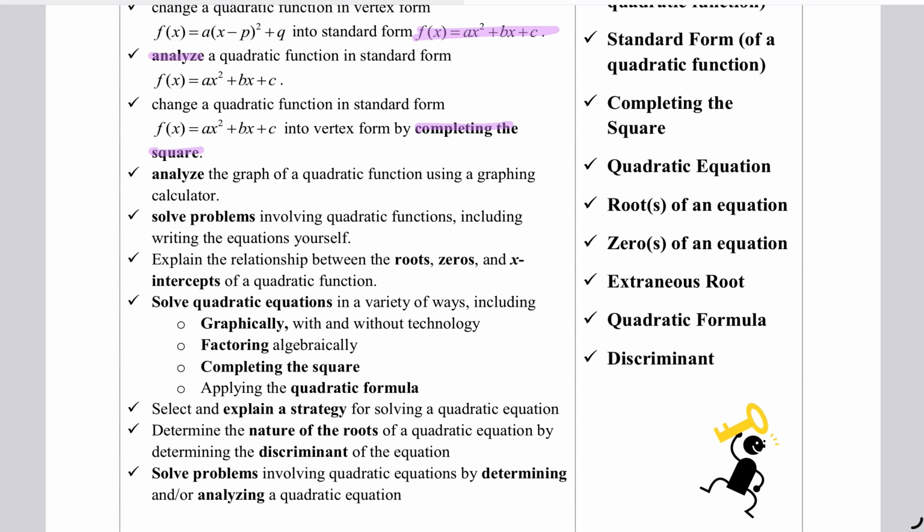We'll solve the quadratic equation in 4 different ways using graph, factorization, completing the square, and applying the quadratic formula. You will select and explain strategies to solve quadratic equations, determine the nature of the roots, figure out the discriminant, solve problems that involve quadratic equations, real life problems, and analyzing the quadratic equation.